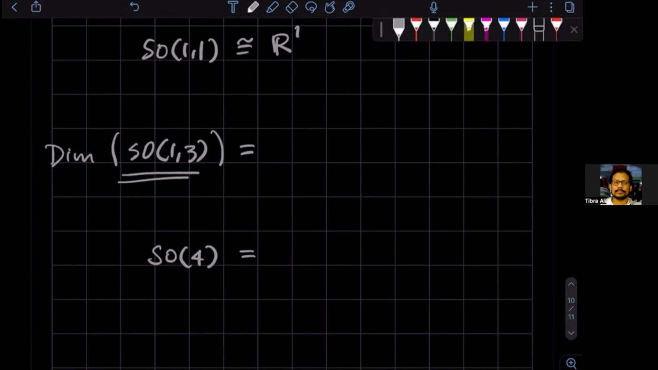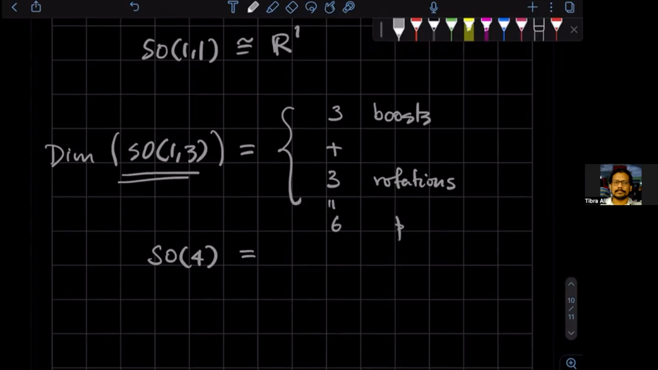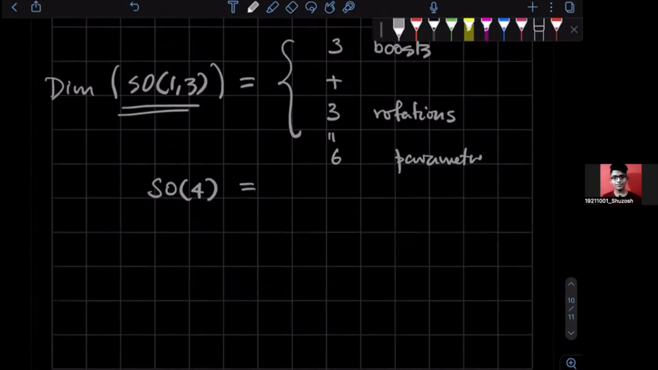Okay. So let's think physically. This is the Lorentz group, so there are going to be 3 boosts. There are going to be 3 rotations. So you're going to have 6 parameters. Sir, what are we talking about when it comes to boosts?